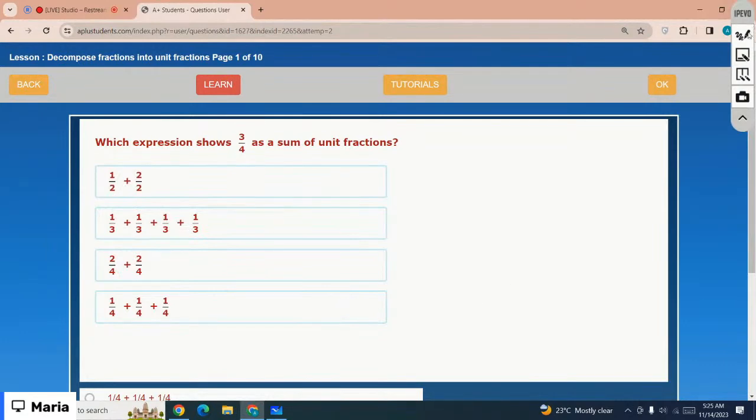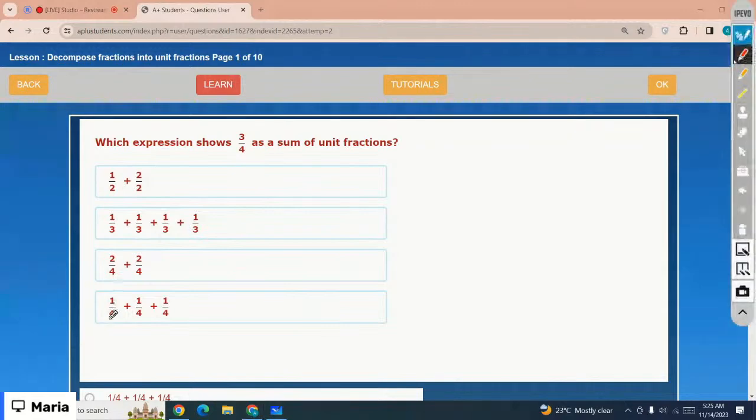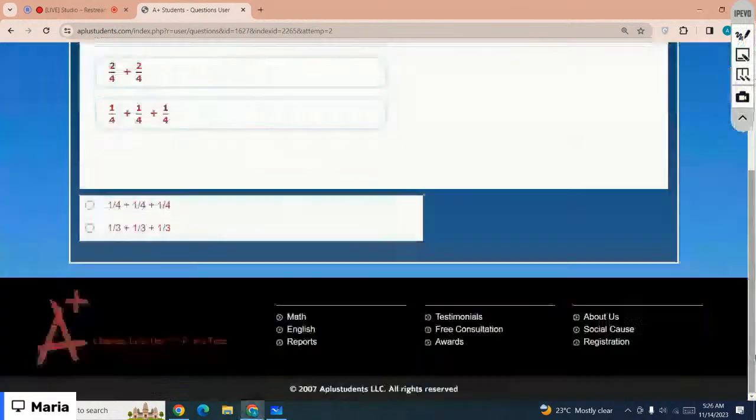How? See, they have the denominator 4, 4 and 4, and their numerators are 1 plus 1 plus 1. When you add, it makes again 3 over 4. Got it? So the correct option is the last option.